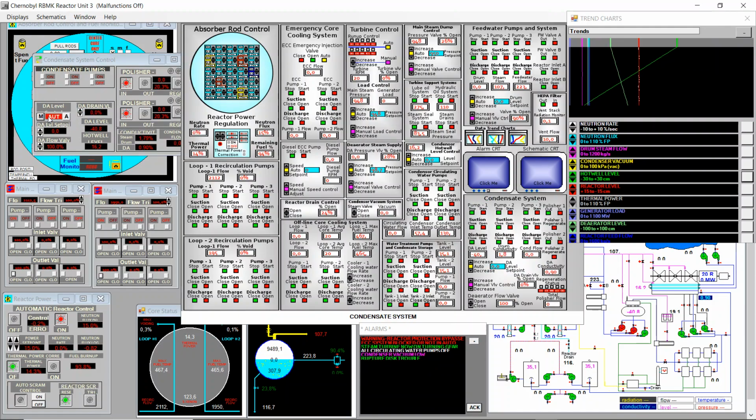Okay, the condensate system is in auto. The deaerator flow valve is 100%. I will set it into manual. This doesn't stop the filling. I will go back to auto. The deaerator level set point is at 0, but the level is not at 0. It's going super high. I really don't know what's going on.